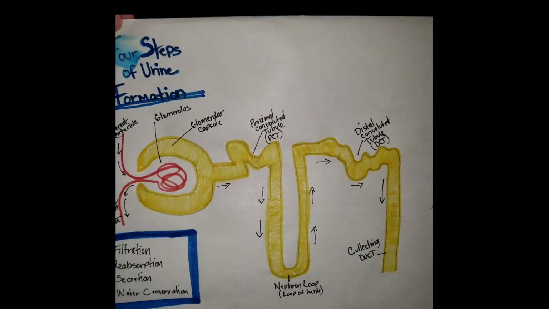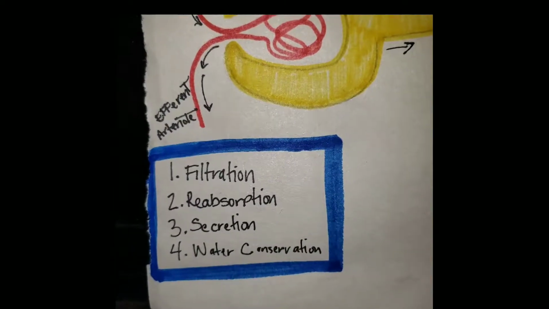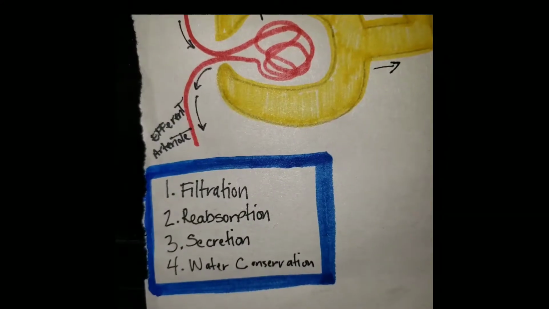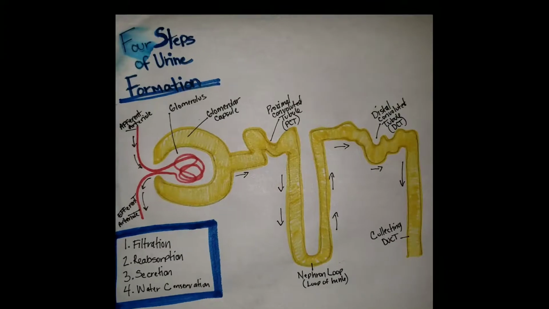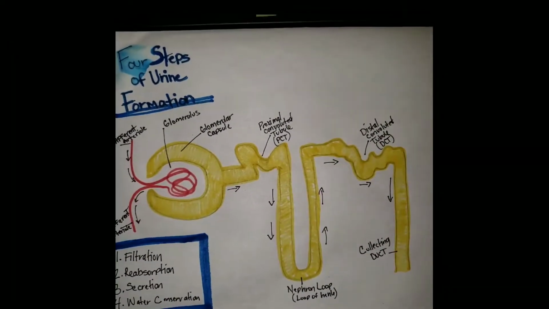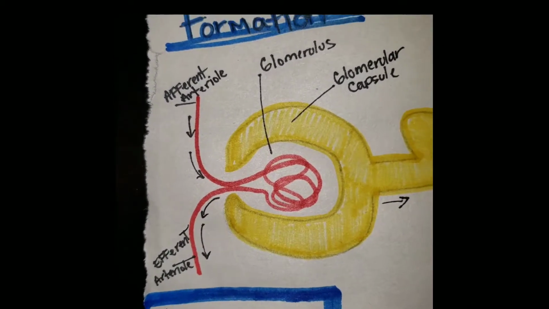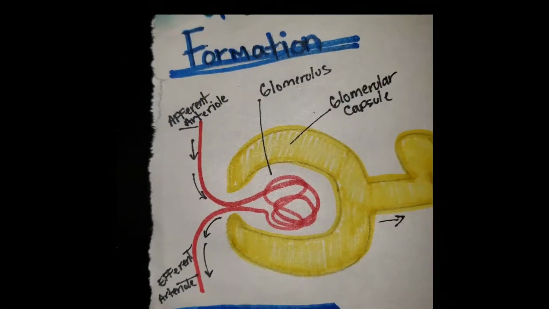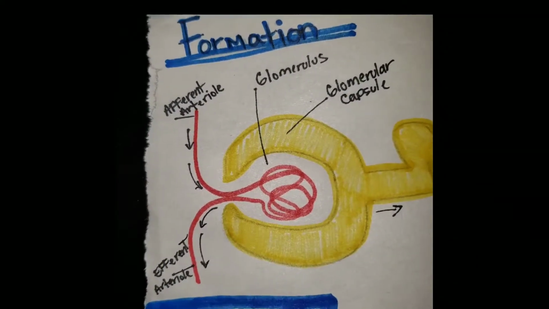So we have, again, 4 steps of urine formation, and the first step is filtration, then we have reabsorption, secretion, and water conservation. So this portion is a nephron, just imaged a little bit better, kind of detailing the sections. So at the beginning here we have the afferent artery that goes into the glomerulus. In the glomerulus is where the filtration starts.